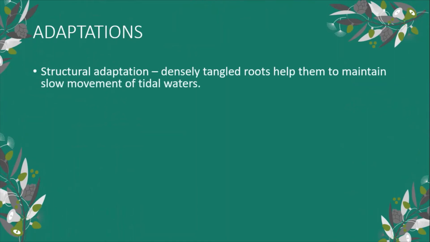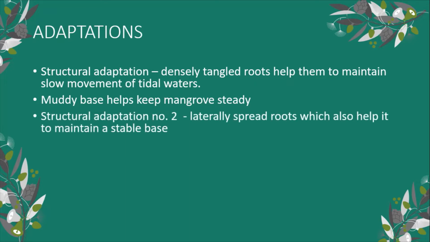A structural adaptation of mangroves is their densely tangled roots, which makes them seem as though they are standing above water. This feature helps them to maintain and slow the movement of tidal waters, which allows sediments in the water to settle down at the bottom, creating a muddy base. This base helps keep the mangrove steady and stable in the water. Another structural adaptation is their laterally spread roots, which are attached with vertical anchor roots to maintain a steady base.